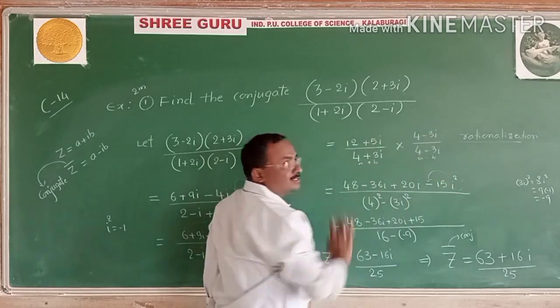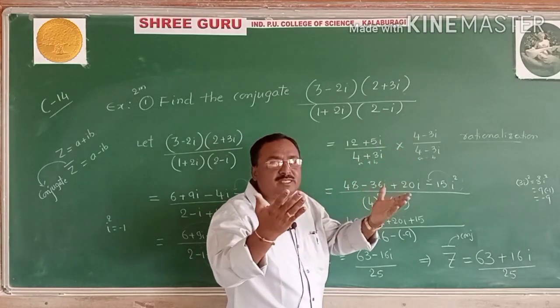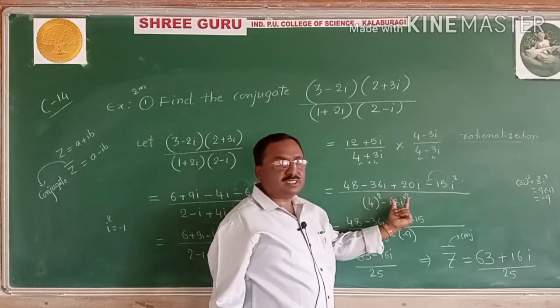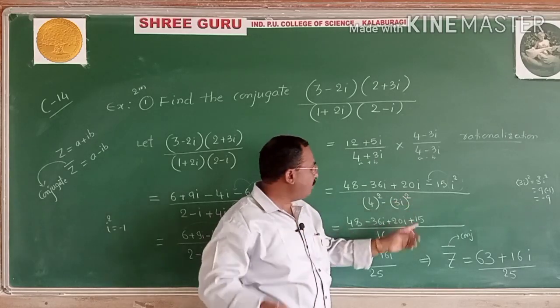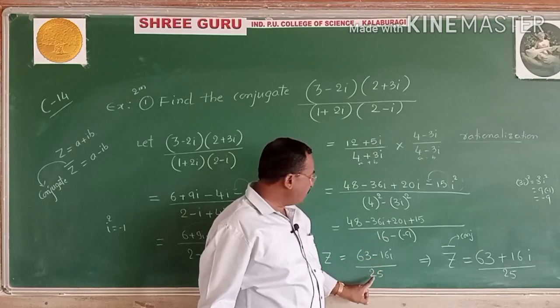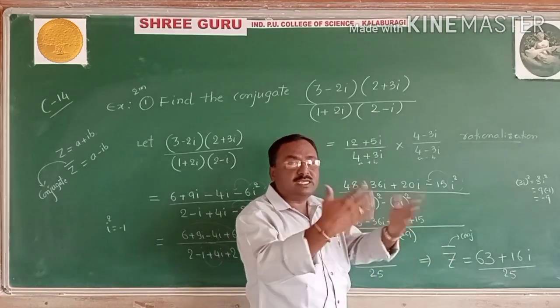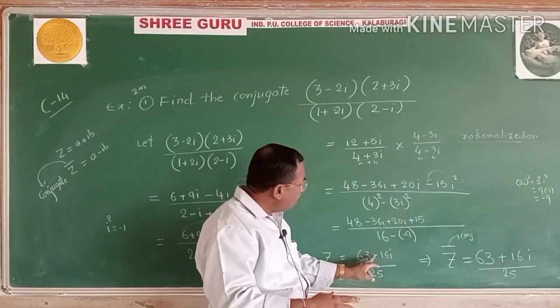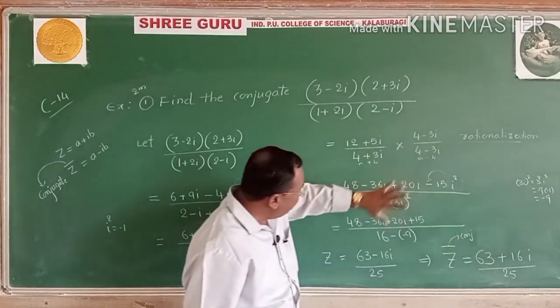I into i square. The denominator is (a plus b)(a minus b), a square minus b square. 3i square is minus 9, because the i square value is minus 1. Minus plus 25. Add real parts, add imaginary parts. For the conjugate, real part as it is, change the imaginary part, minus becomes plus. This is the complete complex number.